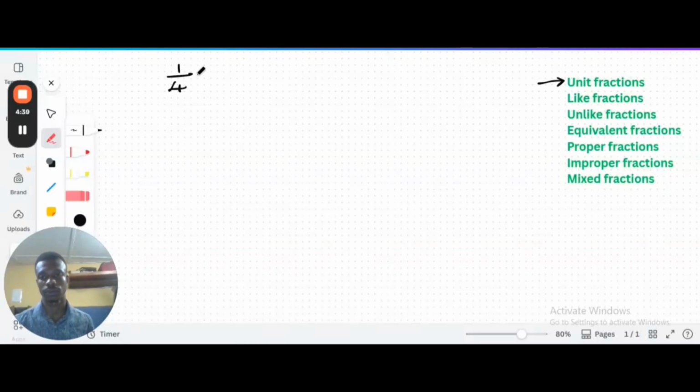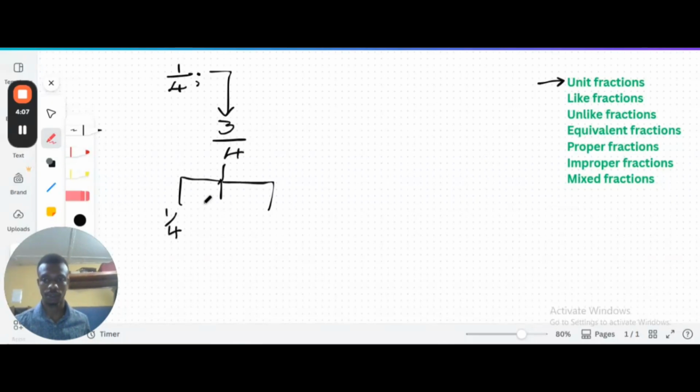You see, the unit fraction is the most important because it's the foundation. All other fractions stem from unit fractions. For example, 3/4. 3/4 means 1/4, 1/4 again, and 1/4 again. So here you have three 1/4s, giving you 1 plus 1 plus 1, 3.